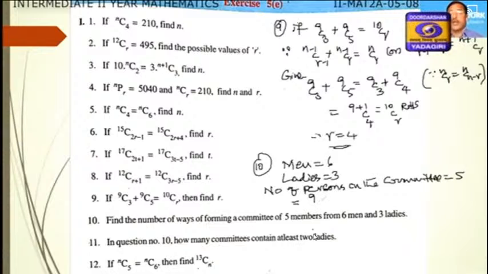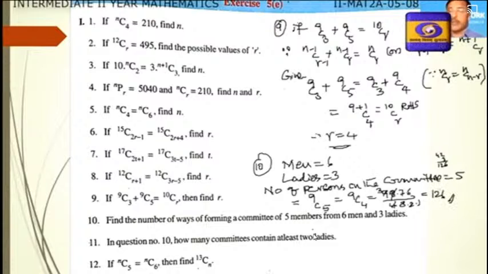As many ways as we choose 5 persons every time, so that many ways the committee of 5 members will be formed. So this can be done in 9C5 ways, and this is equal to 9C4. So if we simplify it, 9 into 8 into 7 into 6 by 4 into 3 into 2 into 1. So 4 twos are 8 and 3 threes are 9. So this is 42 into 3. So this is equal to 126 ways we can form a committee of 5 members.